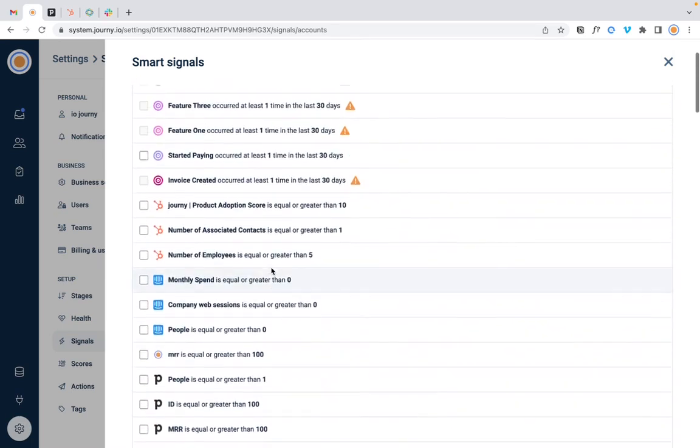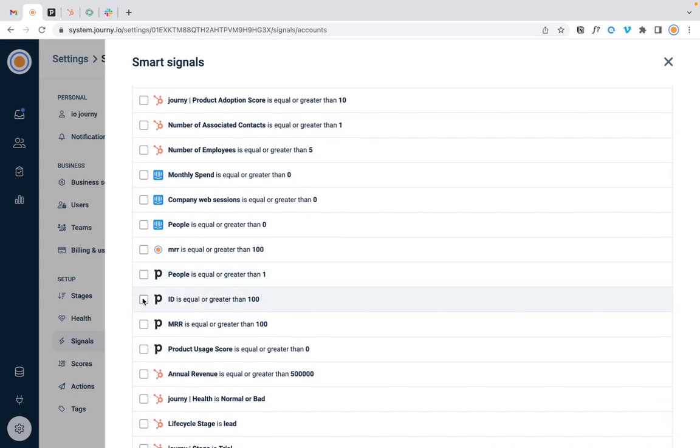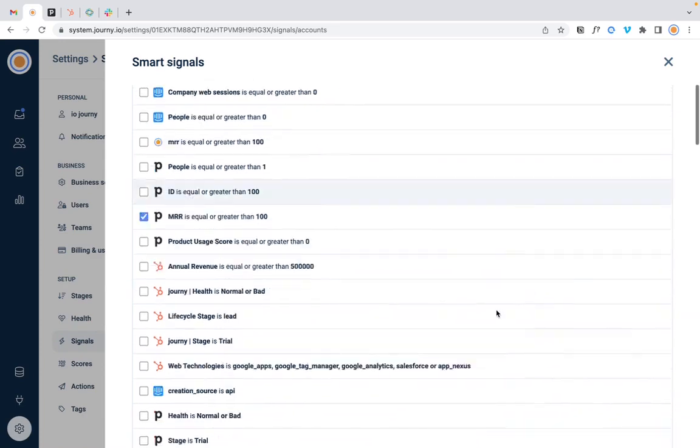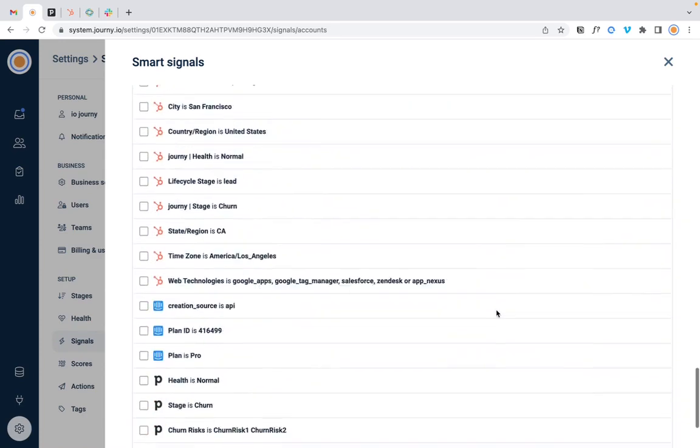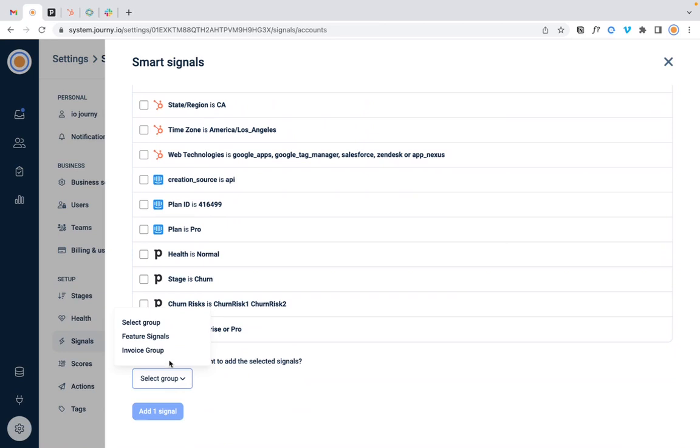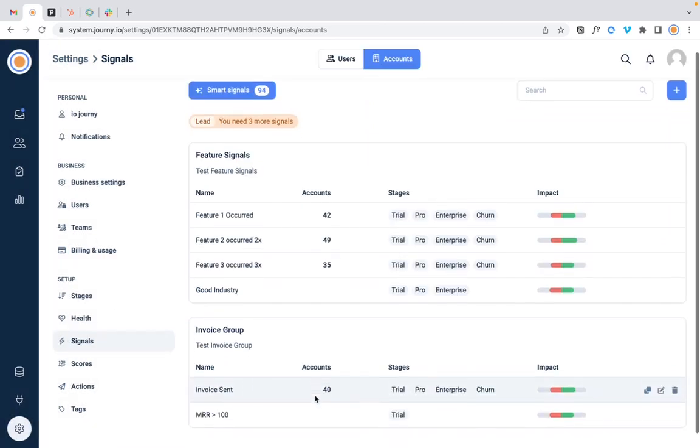you want to. For example, this could be a good one: that the ID would be greater than 100, or MRR would be equal or greater to 100. That would be a good one. So let's add this one. This would be in the invoicing group, for example. Add one signal, and we have that.